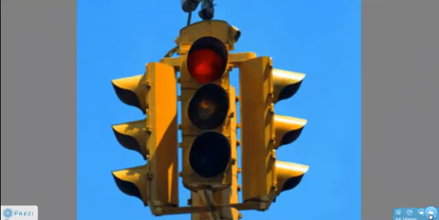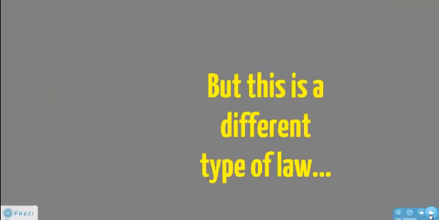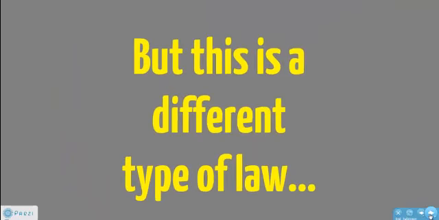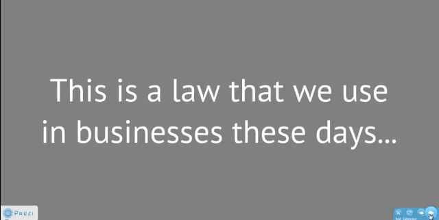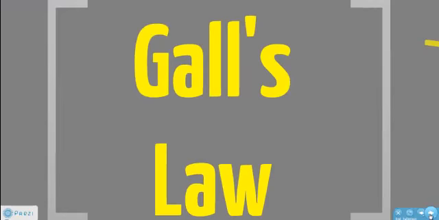So, when we think of a law, we usually think about running a red light on the road while driving, or rolling through a stop sign. The result, both of these are a type of penalty that will be enforced by the law. But this law is a different type of law. This law is something we use in our day-to-day business activities. It is called Gall's Law.